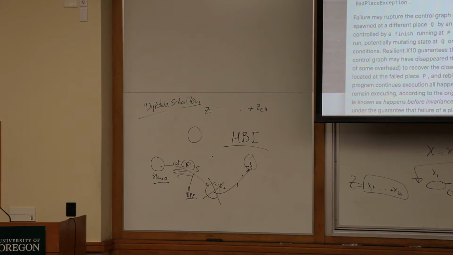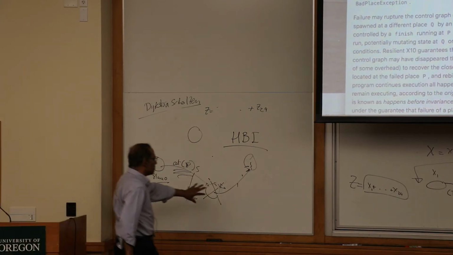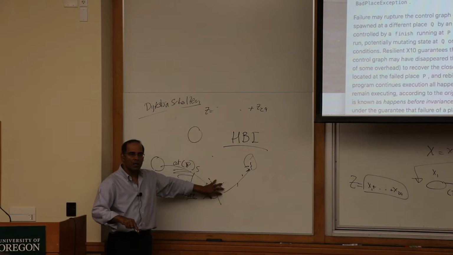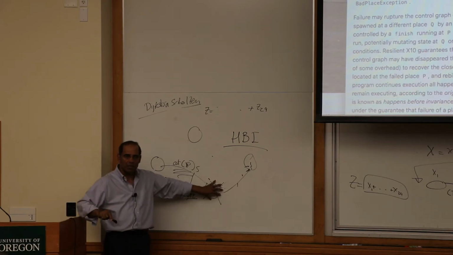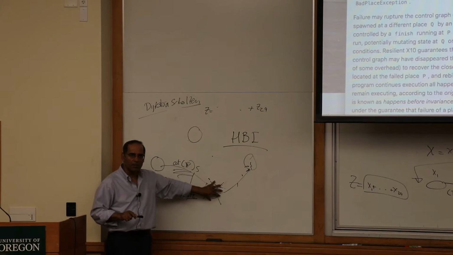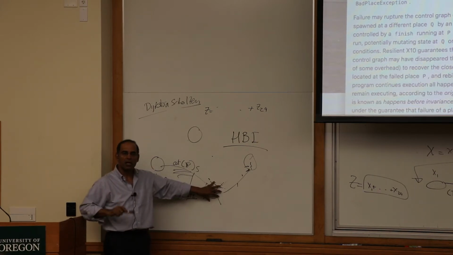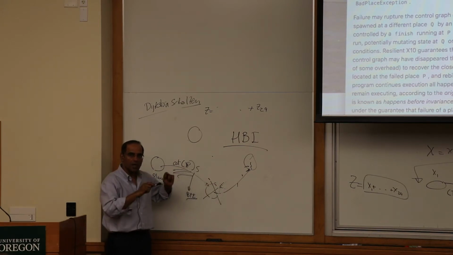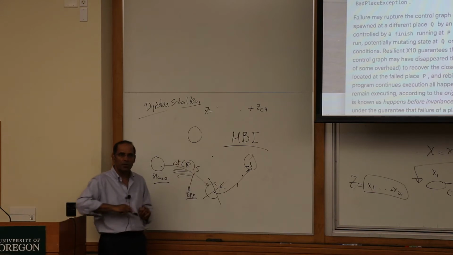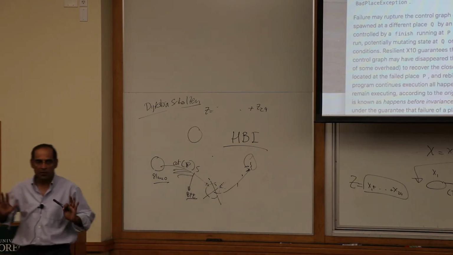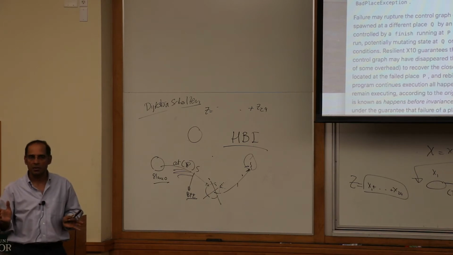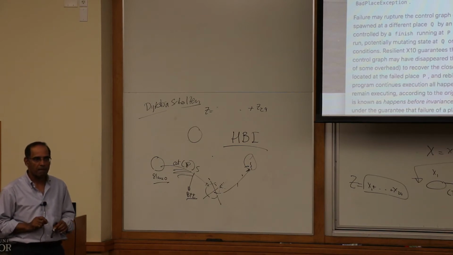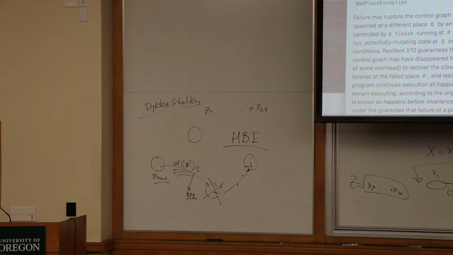The simplest way to think about it is that all a place failure does is it blows a big hole in the middle of your control graph. But we are now insisting that the X10 runtime maintains enough information about the parent-child relationship around finishes so that even if this big hole is blown, it can reconstruct that ancestor relationship and reattach those orphans. That's it. If it does, then there are no new race conditions. If your program has race conditions, it will still have race conditions, but failure does not introduce races. This is the big deal behind happens-before invariance.